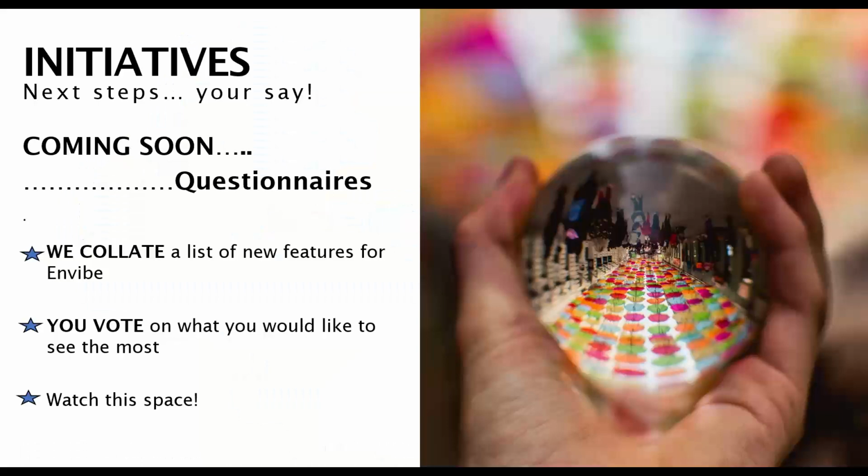Okay, next is initiatives. We're looking at what you guys are going to say, and how we're going to do that is through questionnaires. We're going to collate a list of new features for MVibe, and these new feature ideas come from your suggestions as well as ones we have here. Again, we're going to collate and prioritise those, and currently we're in the early stages of that process. From there, we'll need your input to vote and to create some sort of statistical feedback. So just be aware and stay tuned for those upcoming questionnaires.